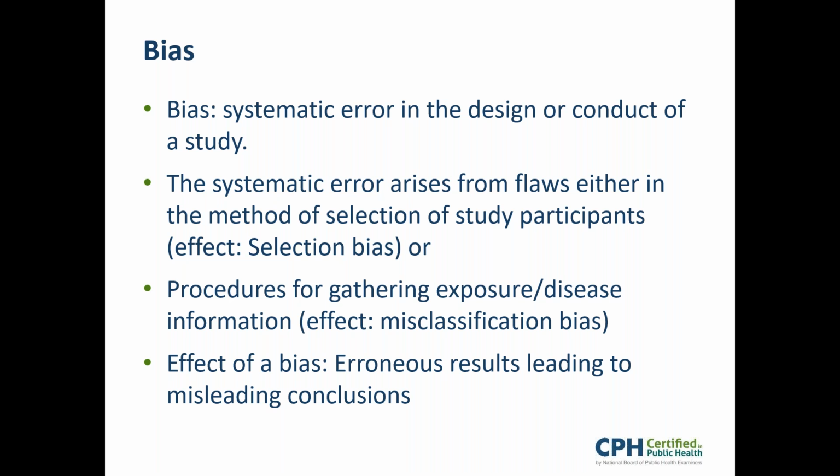Your procedures for the study and gathering exposure or disease information can also impact your results, and that's called misclassification bias. So you may identify someone as exposed or unexposed, or having the disease or not, based on the wrong classification, leading to bias. The effect of bias is significant in that erroneous results will lead to misleading conclusions and therefore misinformation distribution.